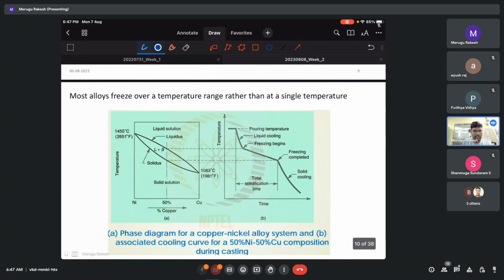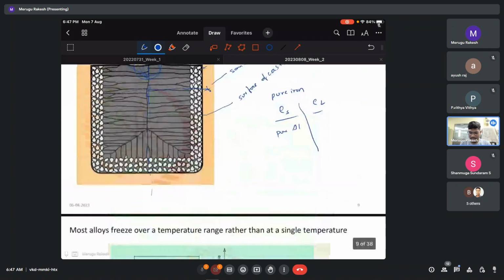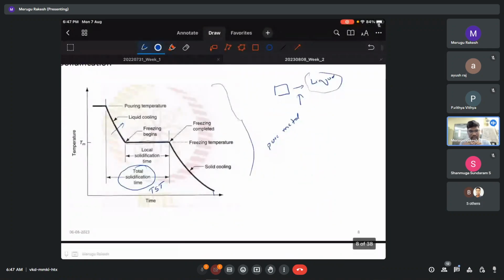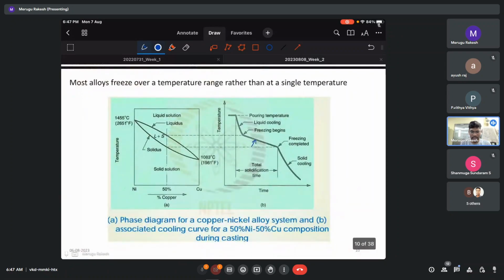Then let us see the alloys. For sure, in alloys there will be shrinkage happening. Before that, in alloys, there will be one more mechanism that is going to happen. What is that? You can see this curve, that is a freezing curve, is not a horizontal line. It's an inclined line. So there will be no constant freezing time. In pure metals we have a complete horizontal line, but here we have an inclined line. That means there will be a mushy zone.